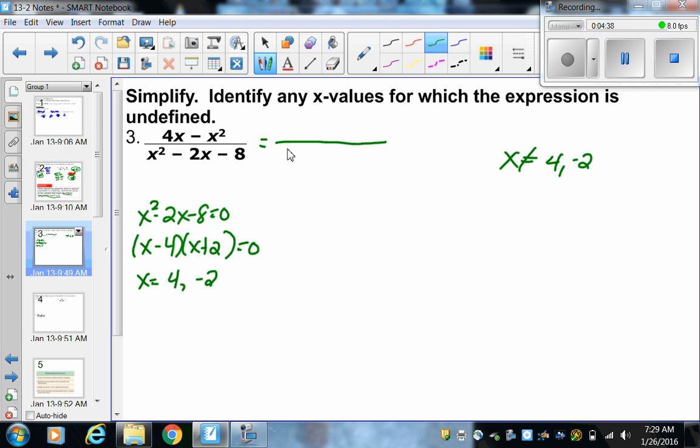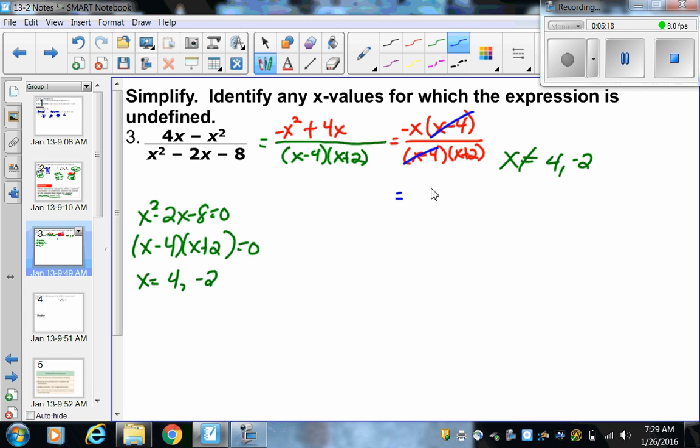And I already know that the bottom would factor to x minus 4 and x plus 2. The top, what I would do on the top first is put it in standard form. So that's really negative x squared plus 4x. Then I can pull out a negative x here, which leaves me with x minus 4. And then you see that the x minus 4 is canceled. So I'm left with negative x over x plus 2.